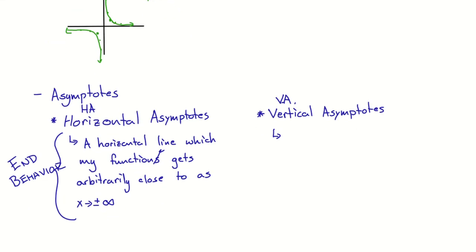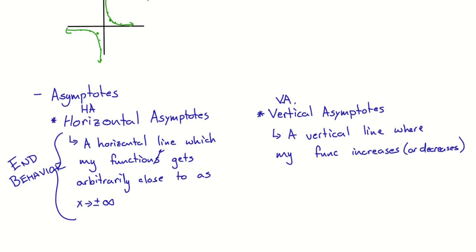So we're going to say a vertical asymptote is a vertical line where my function increases or decreases without bound, which is my fancy way of saying to infinity or negative infinity. A vertical line where my function increases or decreases without bound as x gets arbitrarily close. Okay.